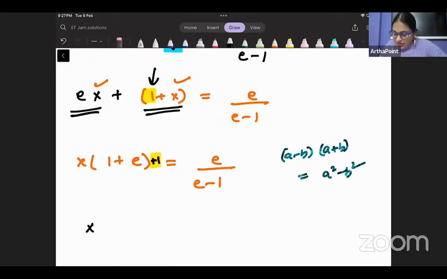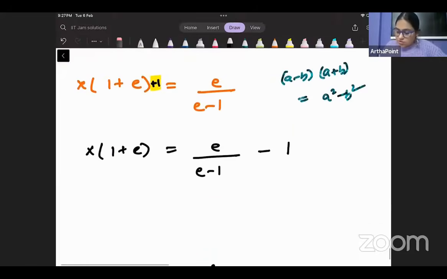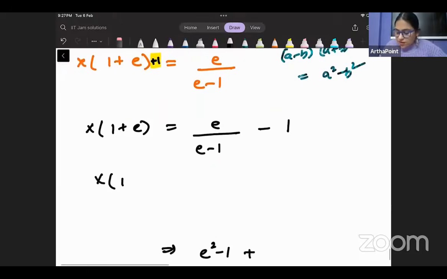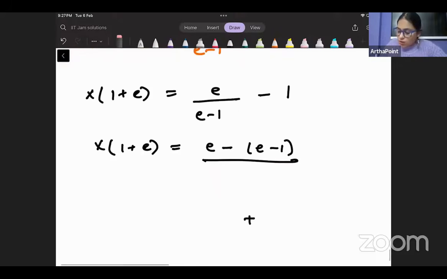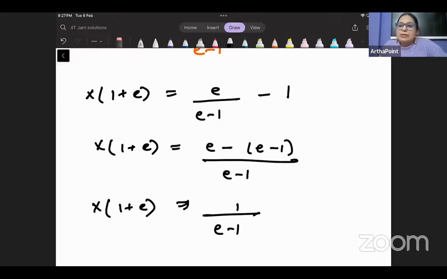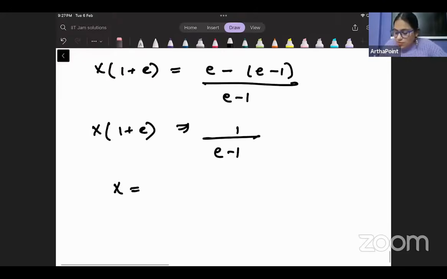So it will be x into 1 plus e is equal to e upon e minus 1 minus 1 beta. So x into 1 plus e will be e minus 1 upon... this will be 1 upon e minus 1. This will be x into 1 plus e. So your x will be 1 upon e square minus 1.